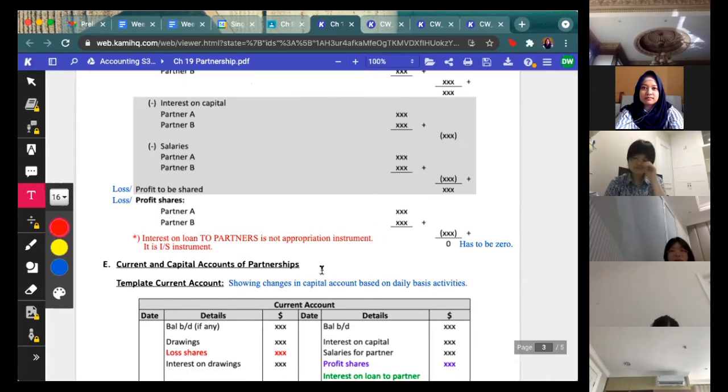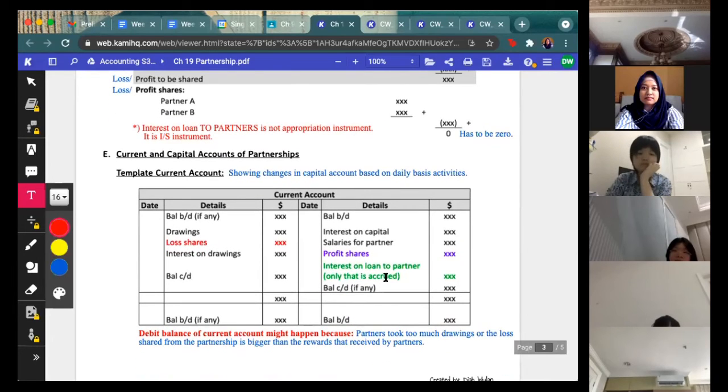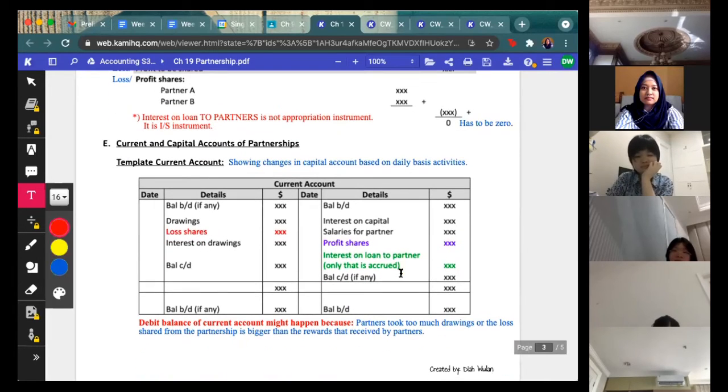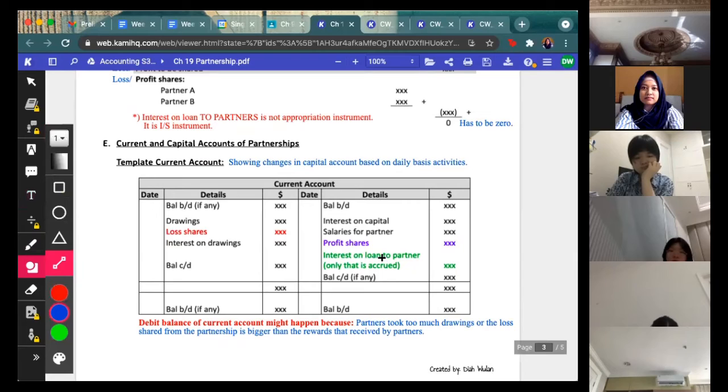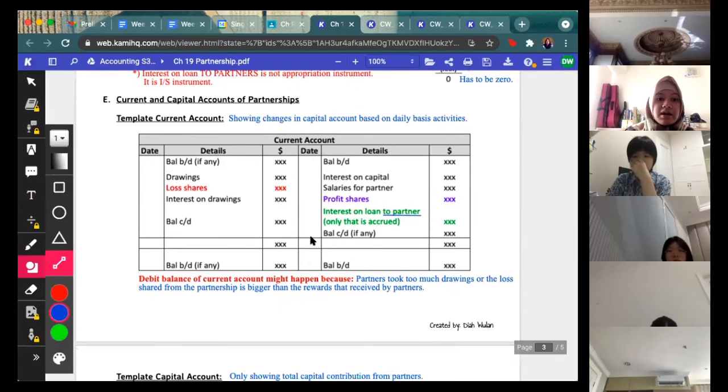Okay. So even though it is in the income statement, it will be shown in the current account. If you have interest on loan not to partners, do not enter it in the current account. This is only for interest on loan to partners. Why do I always say this so many times? Because students' common mistake is always in this part. So that's it for the current account. Do you have any question?